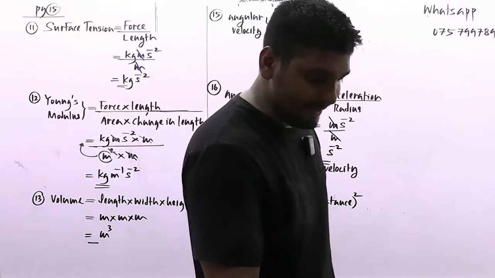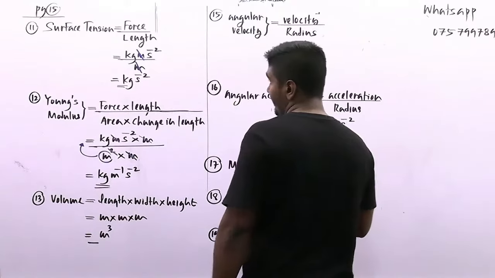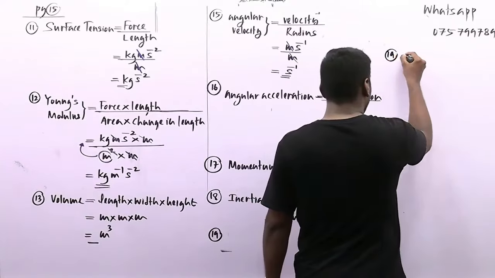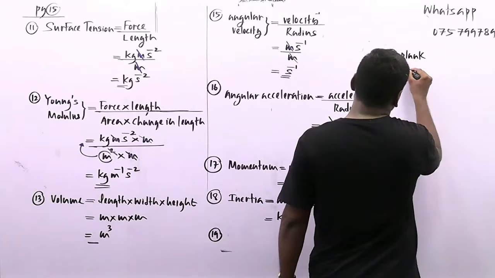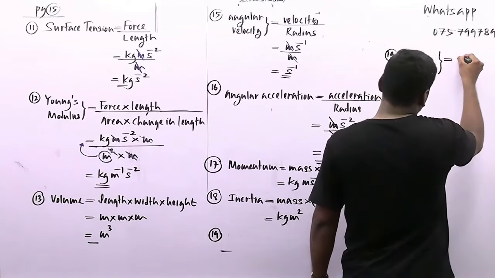19. Planck constant means energy over frequency. Remember, Planck constant is energy over frequency.